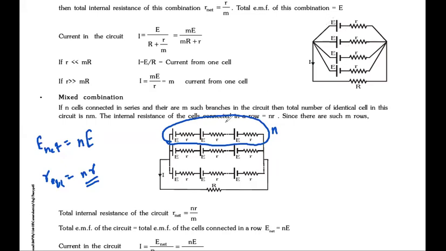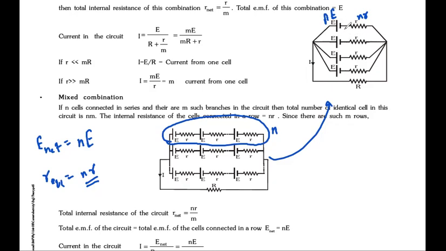Can I just convert it to this now, right? Now instead of E it is NE, and instead of R it is NR. Can I do that? Can I just make this equivalent to this? Yes or no? Now I have combined the series part, only the parallel is left. Step by step, everyone will get there. What did I do in series? I found the equivalent EMF, and I found the equivalent internal resistance.